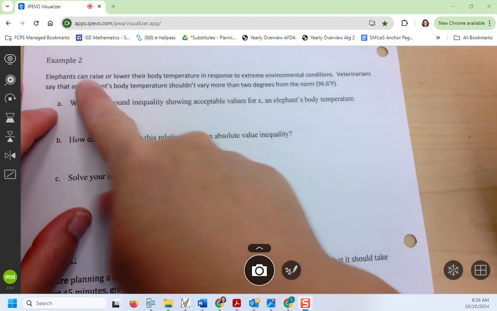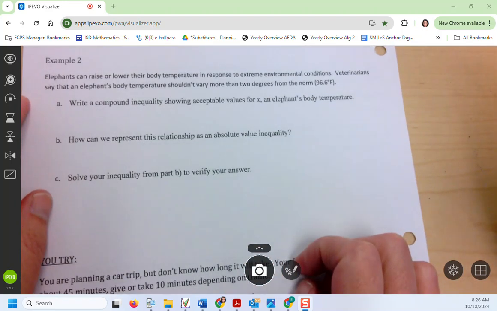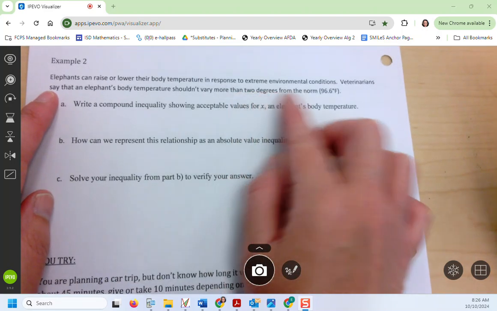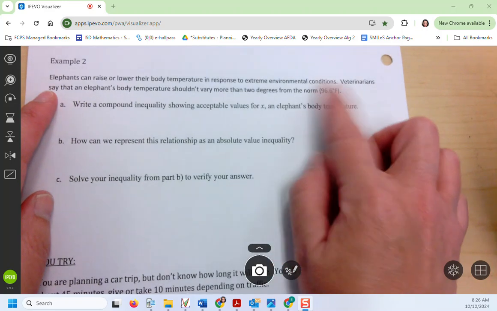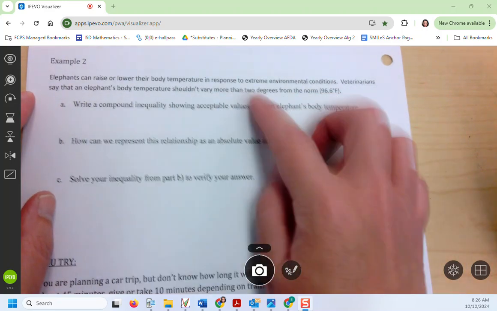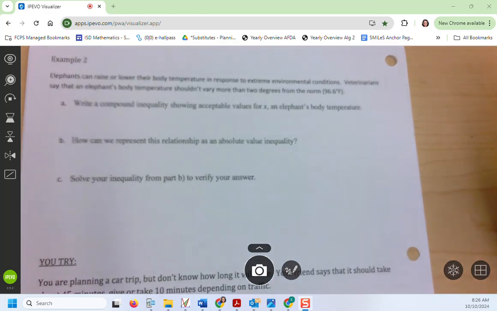Elephants can raise and lower their body temperature in response to extreme environmental conditions. Veterinarians say that an elephant's body temperature shouldn't vary by more than 2 degrees from the norm. All right, so this is the normal elephant body temperature, and it shouldn't vary by more than 2 degrees. So that means that it's going to vary by 2 degrees or less. Let's see what that might look like.